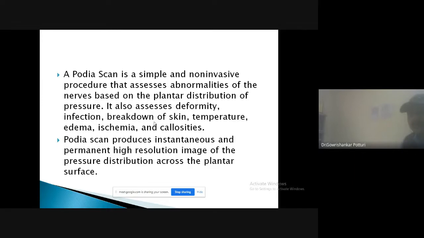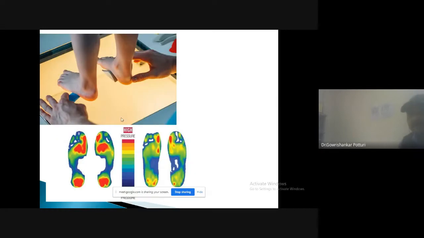Podia scan produces an instantaneous, meaning immediately you can identify, and permanent, high resolution image of the pressure distribution across the plantar surface. See, this is how there are different shaped objects, and you are asked to stand on the screen. So this will tell the pressure, different shapes, and this is the podia scan. This is how it looks, and this is the pressure. This is the highest pressure, and this is the lowest pressure.